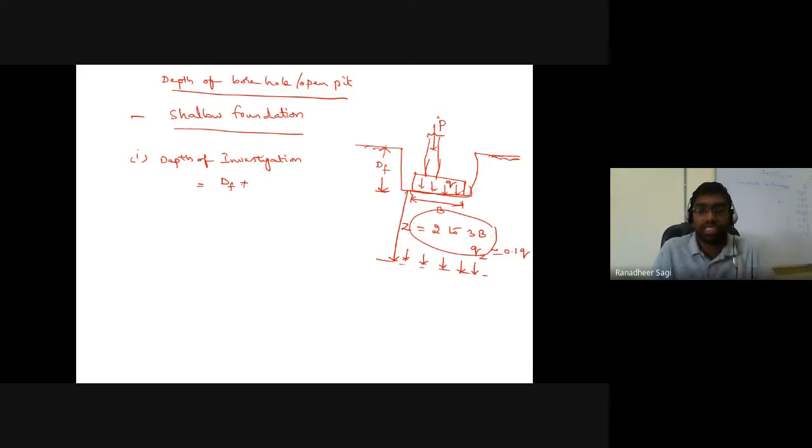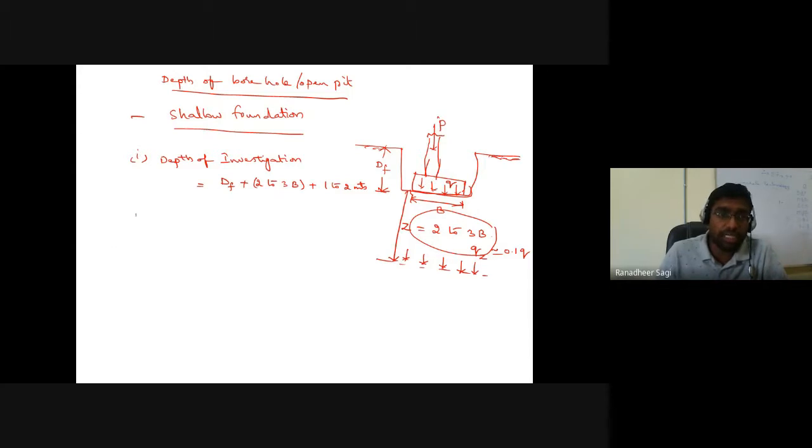So my depth of investigation, from the ground surface, till what depth I should go to carry out my soil investigation, is equal to the depth of the foundation plus 2 to 3 times the width of the footing plus an additional 1 to 2 meters. So this much should be the depth of investigation you are required to carry out in your field, in case you are going for a shallow foundation. This is one way in the case of shallow foundation.